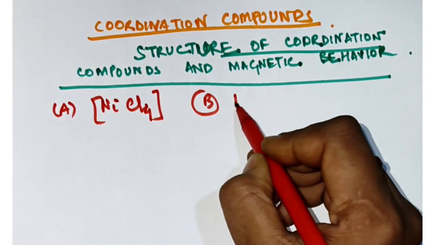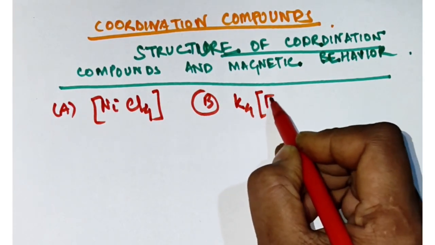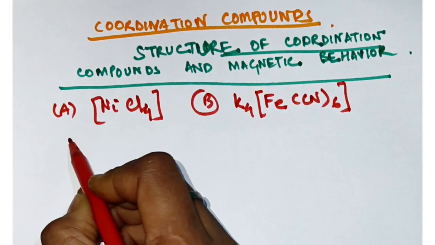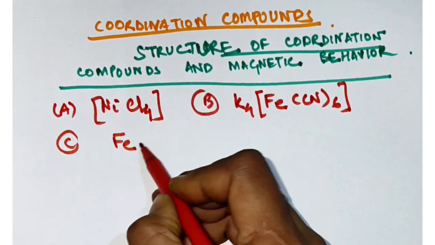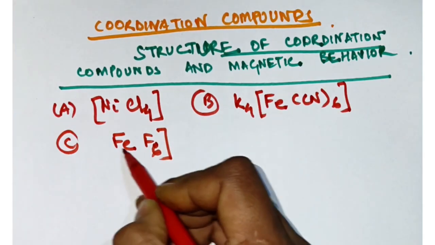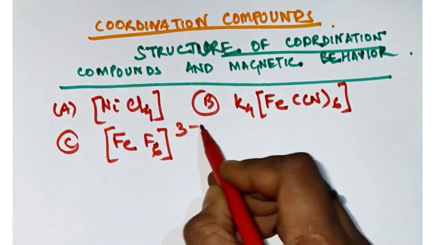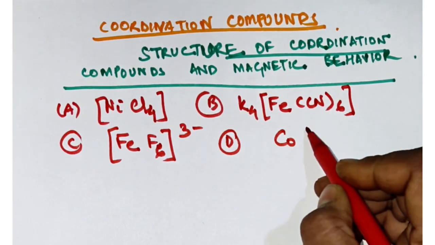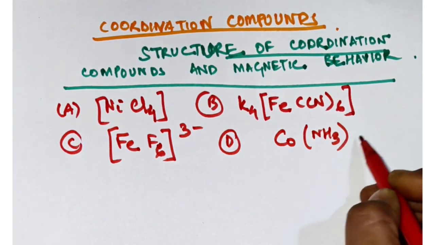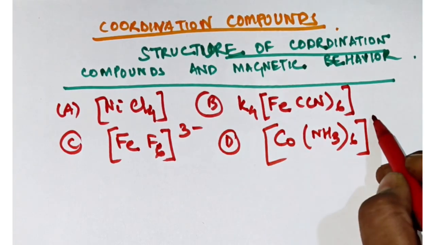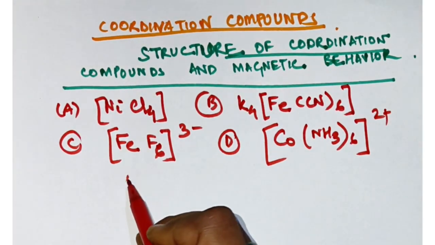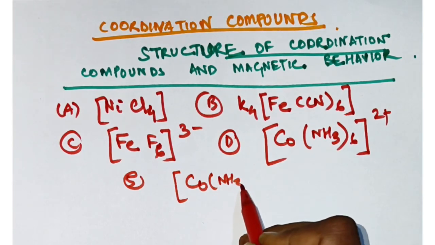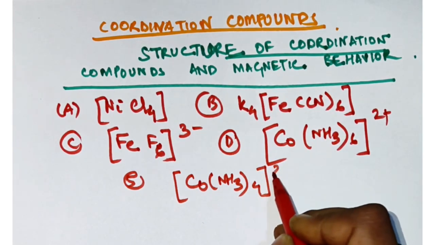Number two, we are going to take K4[Fe(CN)6]. Then we will take all of these and discuss what the shape and the magnetic behavior of the different compounds will be. This is done with the help of valence bond theory. These are five examples I'm taking. We can take more examples if time permits, and we are going to do that also.